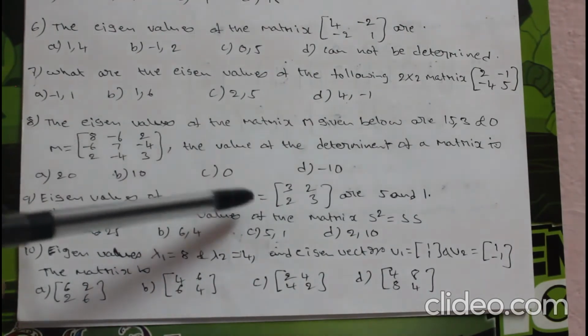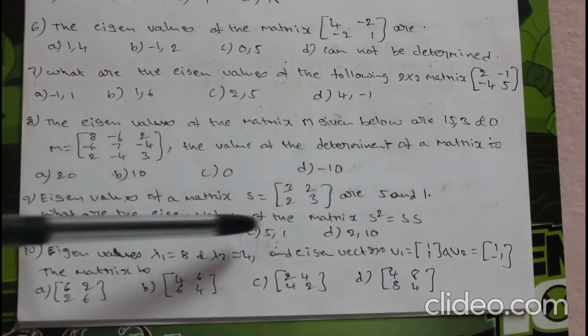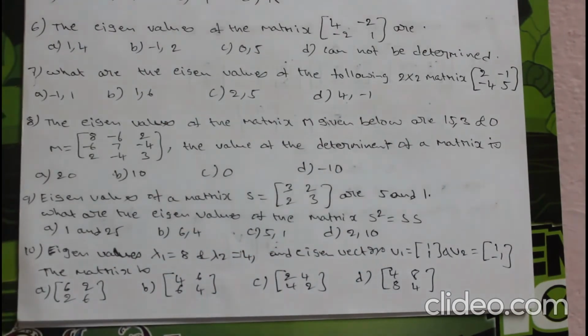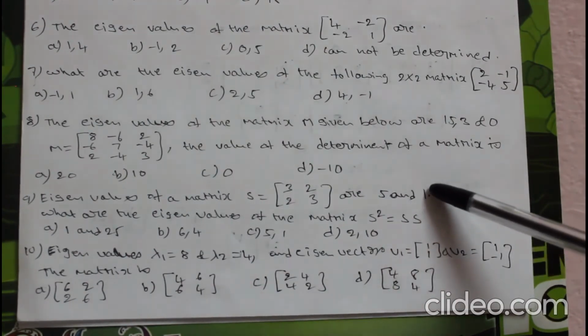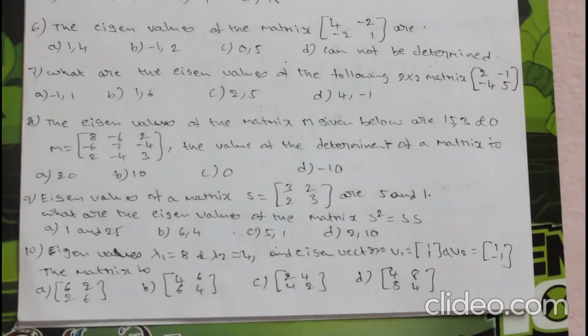Okay. Now look at question number 9. Eigenvalues of the matrix S, equal to 3, 2, 2, 3, are 5 and 1. Here the matrix is given and eigenvalues are given. What are the eigenvalues of the matrix S square? That is, S into S. In the previously uploaded video, this point is also covered. If lambda 1, lambda 2, lambda 3 are the eigenvalues of a matrix A, then the eigenvalues of A power M are lambda 1 power M, lambda 2 power M, lambda 3 power M, and so on. So here S power 2. So eigenvalues become 5 power 2 and 1 power 2. That becomes 5 square, 1 square, that is 25 and 1. So option A is correct.